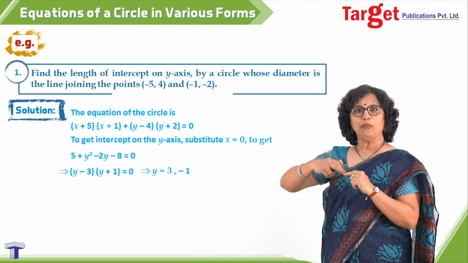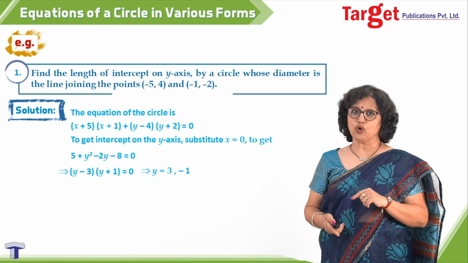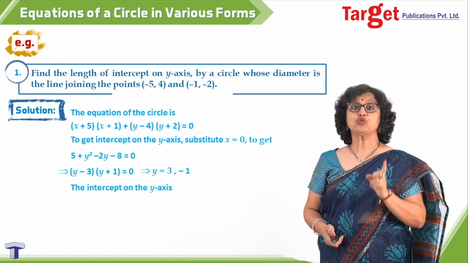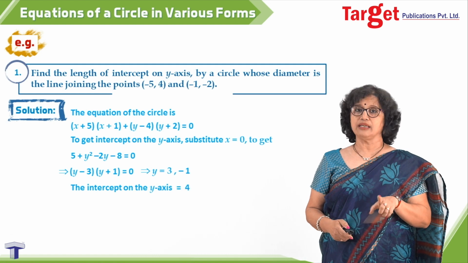So what would be the length between those 2 points, (0, 3) and (0, -1)? That length would be 4. So the y-intercept would be nothing but 4.